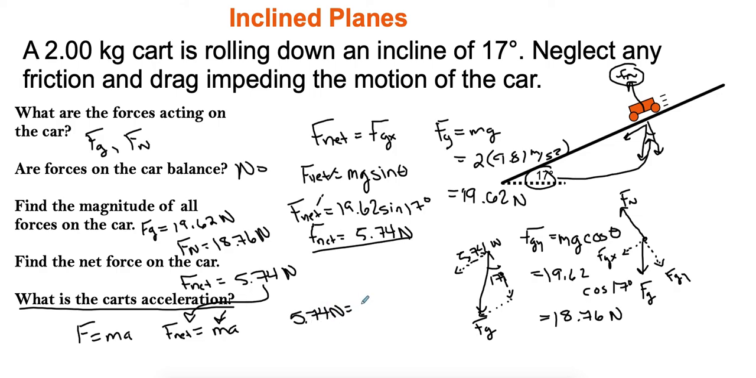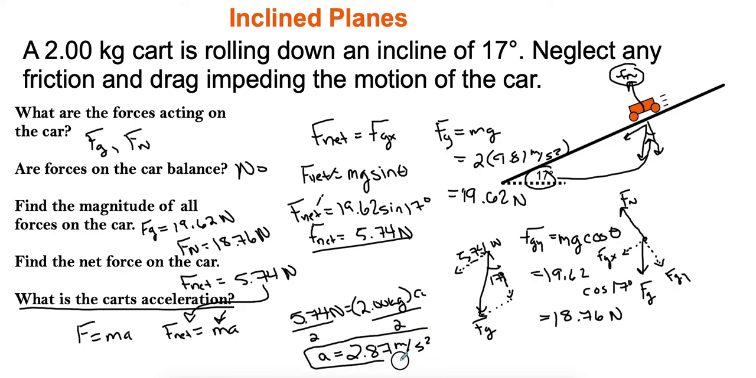So the mass is 2 kilograms. Okay, and now we're just looking for the acceleration. So we'll have to divide both sides by 2. And we get an acceleration of 2.87, and that's in meters per second squared.